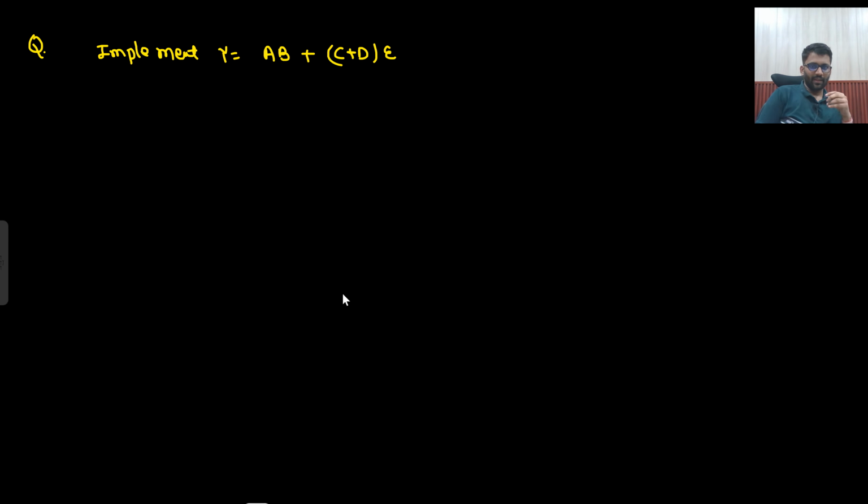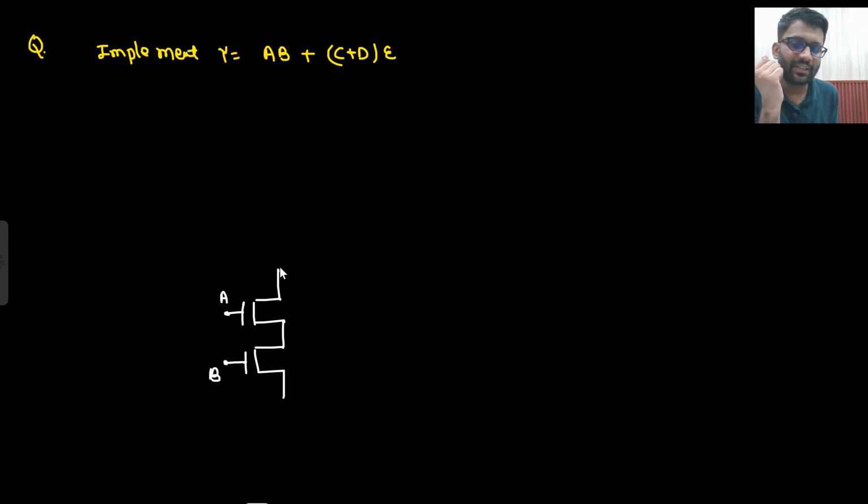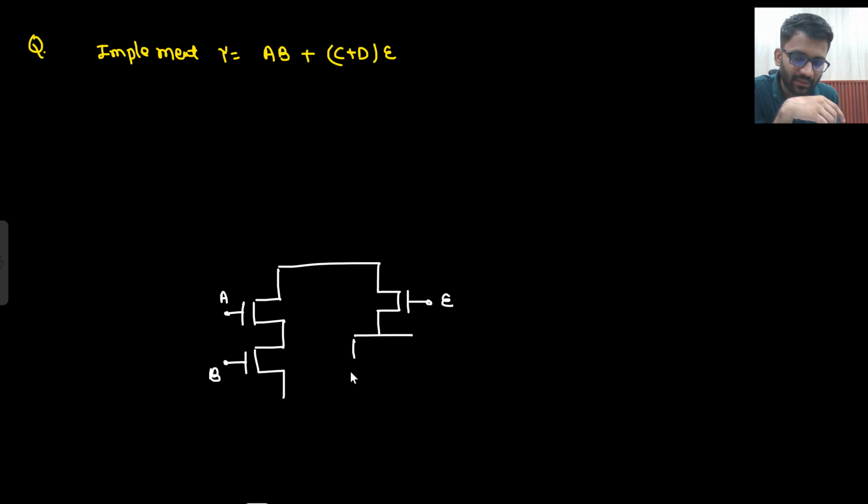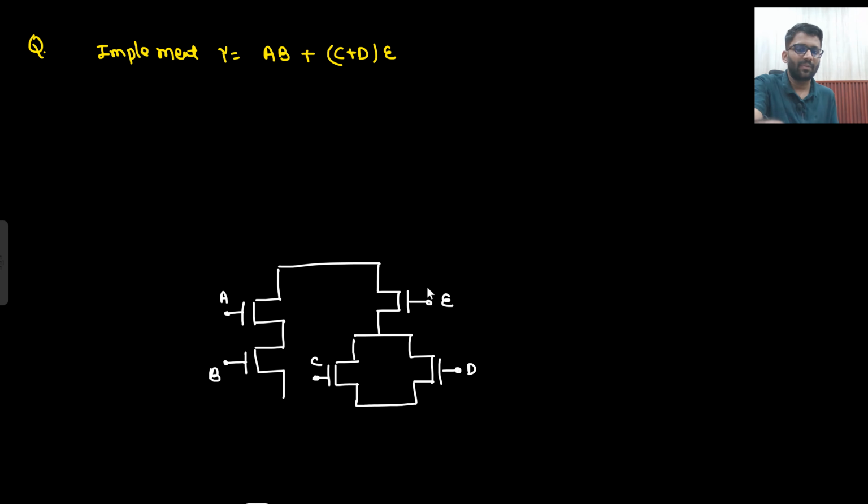Now implement this: AB plus (C plus D) into E. So A into B. Then C plus D into E. So E is in multiplication with something. What is that? C plus D. This is C and this is D. C plus D in multiplication to E. A into B, and both are in addition, so both are in parallel.